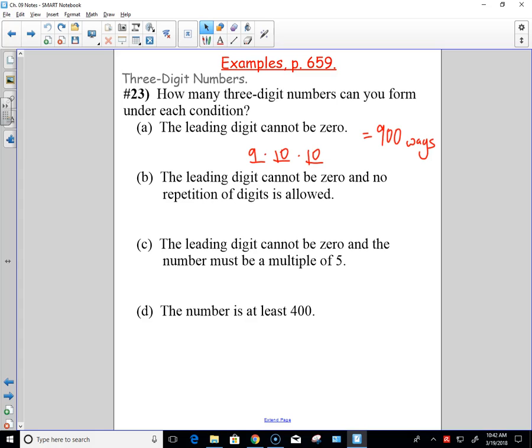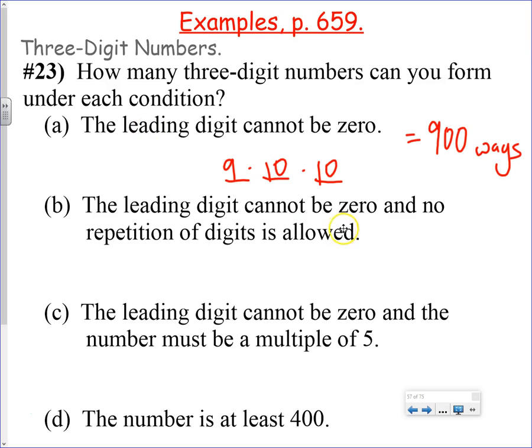Can you form under each condition? Why is there a 9 in front? If it was 0, would it be a 3-digit number? You could have some debate on that. But basically, they said don't use 0 as the leading digit. Okay, fine. So there's not 10 options. Now there are only 9.